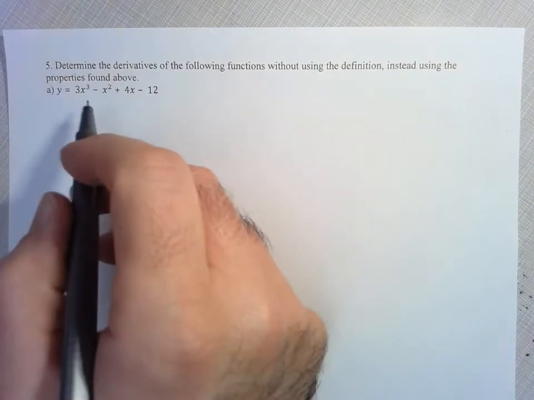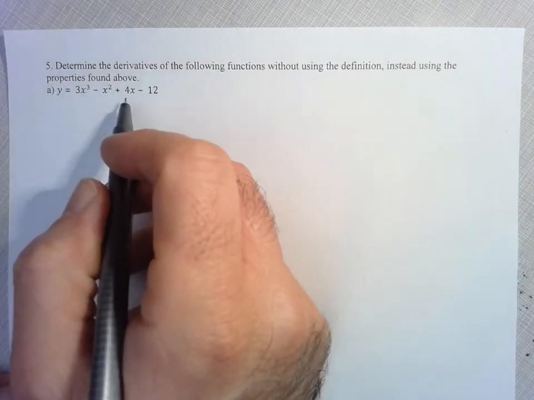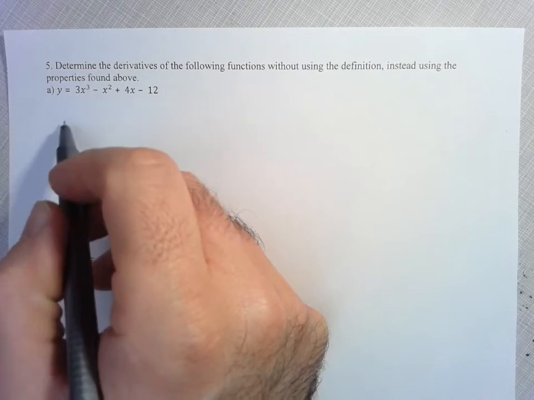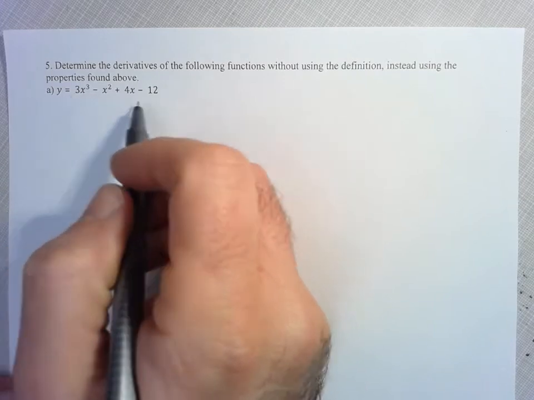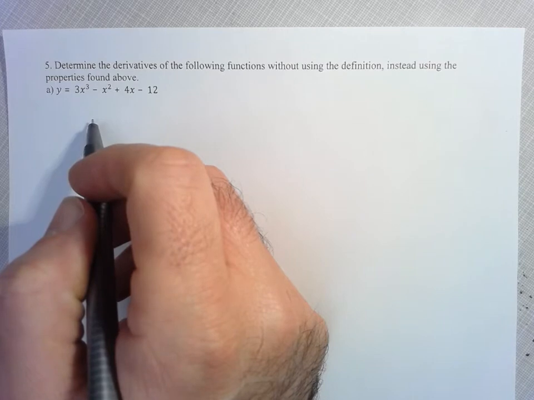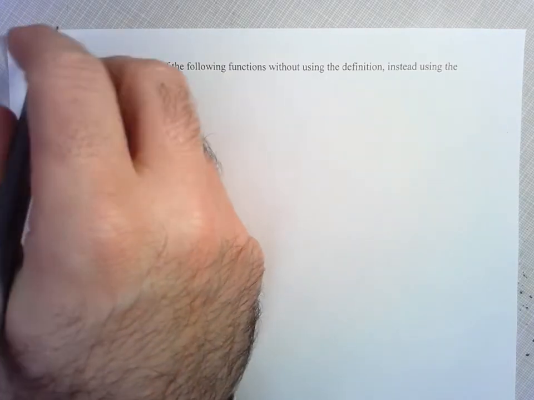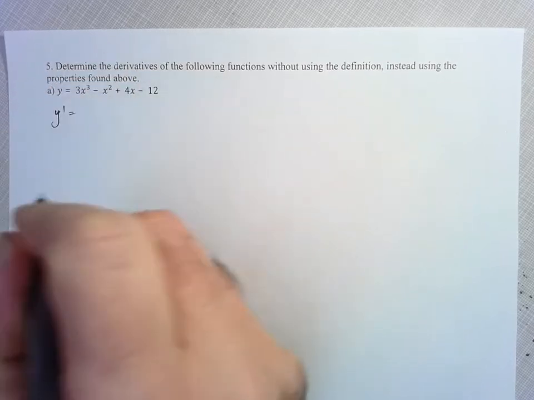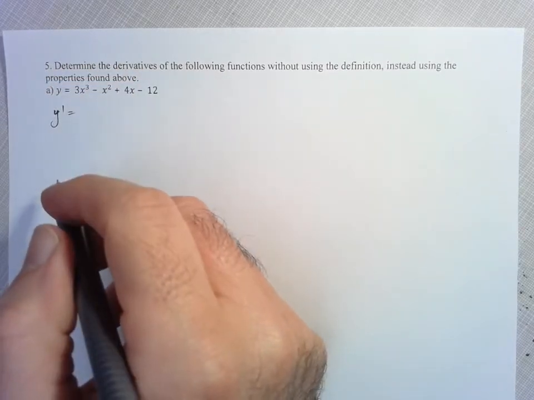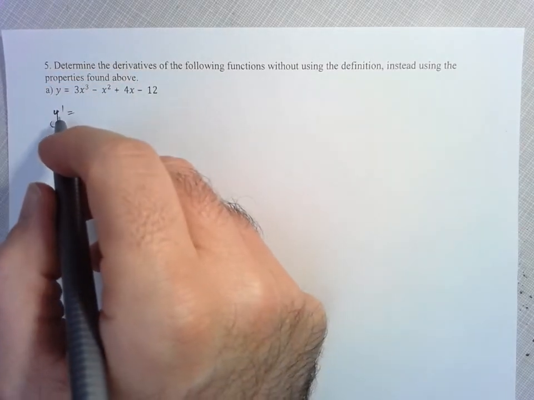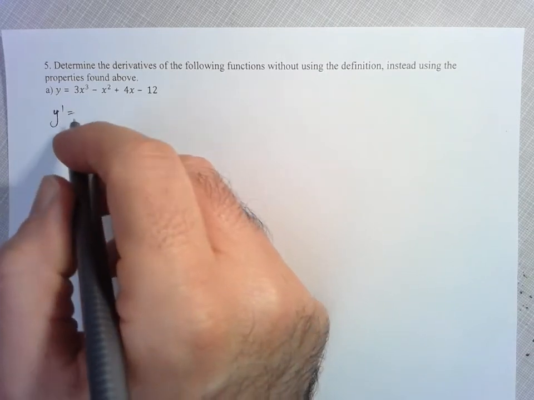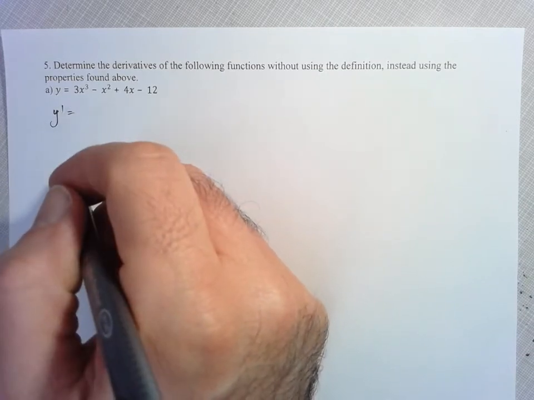Okay, so let's start with this one here. We have a polynomial. Polynomials are made up of powers of x with coefficients and addition, subtraction, so perfect for the properties we found today. So if I want to find the derivative here, this time I'll use the prime notation. Normally I wouldn't expect you to necessarily write as much of this, but I'll just show how those properties are being used.